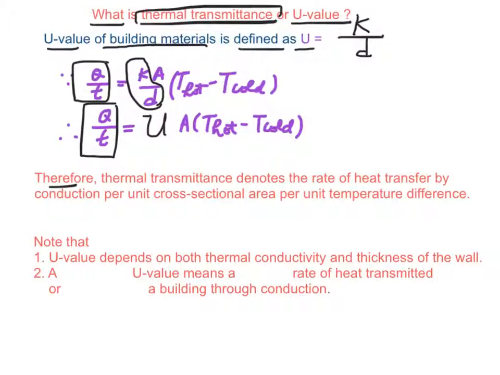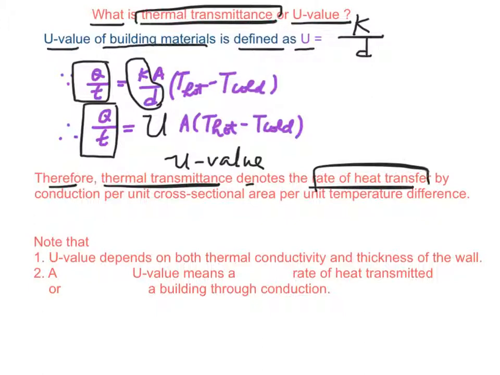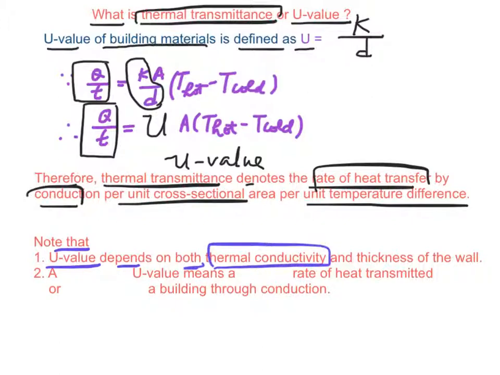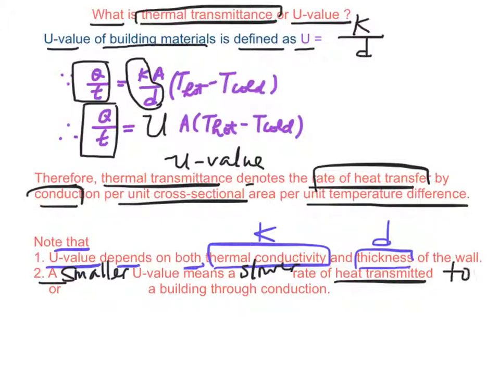Therefore, thermal transmittancy U value denotes the rate of heat transfer by conduction per unit cross-sectional area per unit temperature difference. Note that U value depends on both the thermal conductivity K and the thickness of the wall. A smaller U value means a slower rate of heat transmitted to or by a building through conduction.